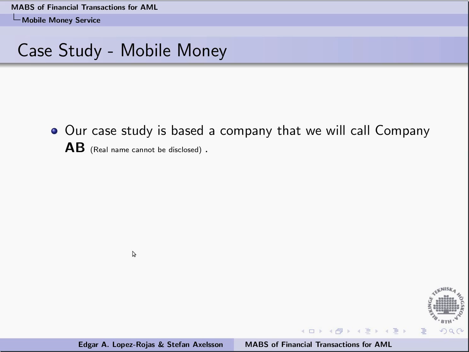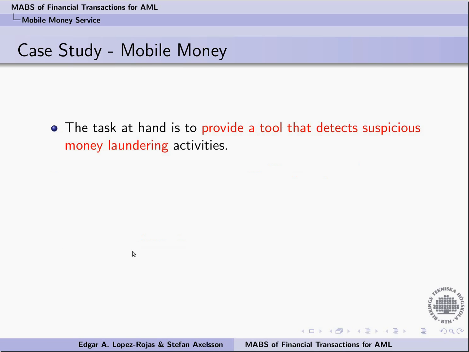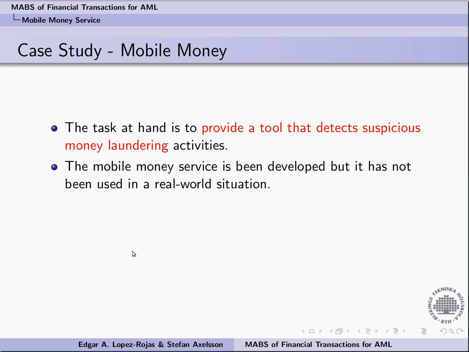So I will start explaining a little bit about our case study, that is the mobile money. As I say, unfortunately we cannot disclose the real name of the company we're working with. Hopefully in the future we will. Company AB developed this mobile money service, and this service provides the ability for the clients to transfer money very, very simply between different customers. And the task that we had at hand is to provide a tool that detects suspicious money laundering activities.